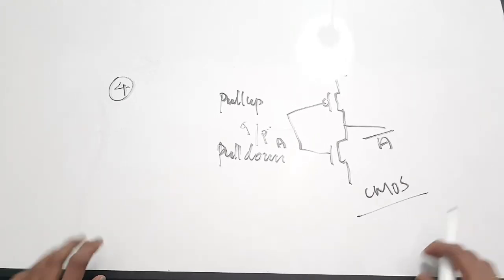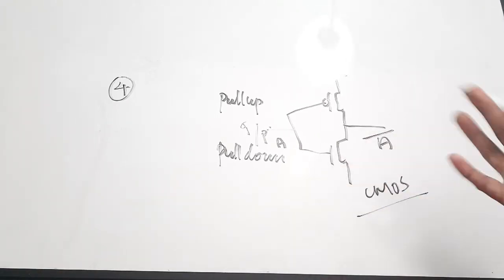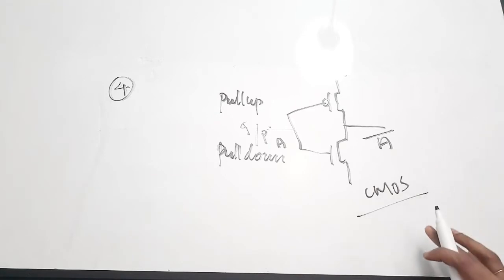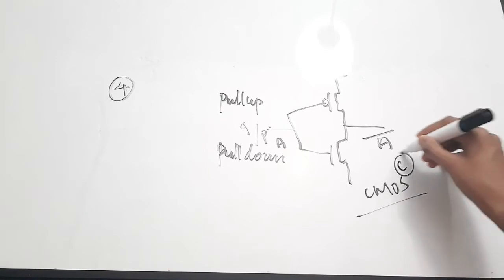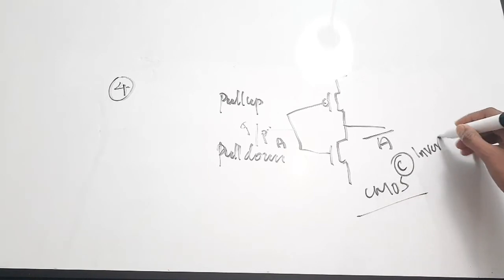This is a CMOS logic. Okay. So you will be getting the inverted version. So this is nothing but a CMOS. A basic CMOS is an inverter. So the correct answer is C, inverter.